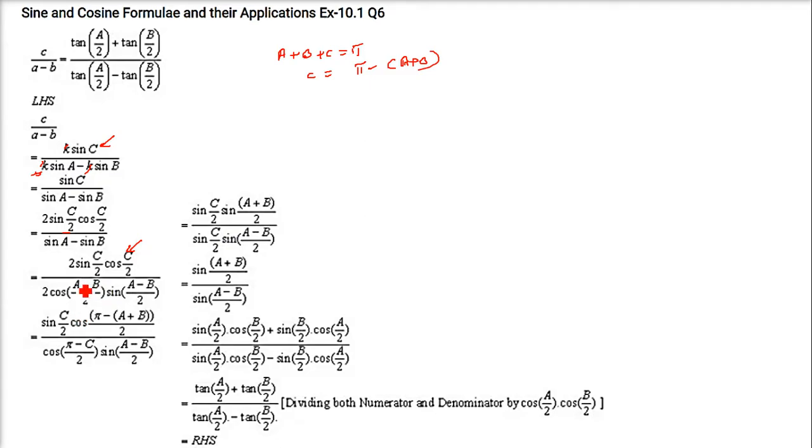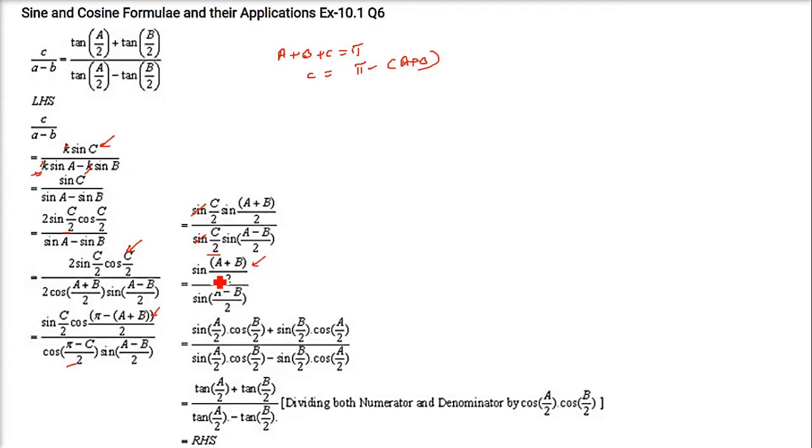Similarly, in the denominator, you have cos (A plus B)/2. You can write A plus B as pi minus C, by 2. So pi minus C by 2, that you get cos (pi/2 minus C/2). So cos(90 minus theta) is sin theta. So sin C/2. This has been written as sin C/2, and this has been written as sin (A plus B)/2. Now this gets cancelled. So you have sin (A plus B)/2 and sin (A minus B)/2.